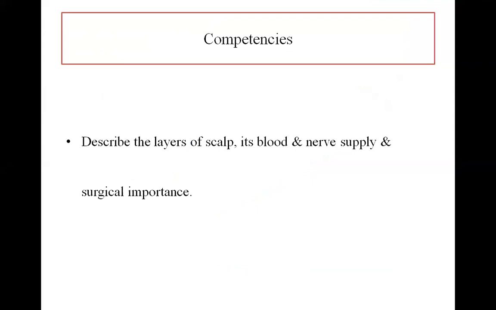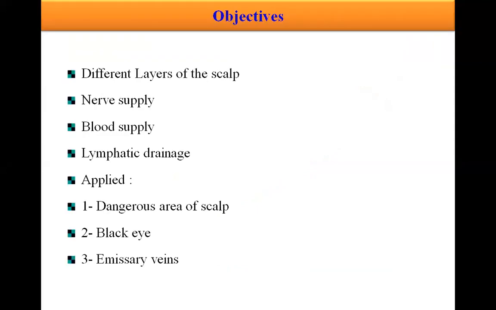Competencies for today's lecture are: describe the layers of the scalp, its blood supply, nerve supply, and the surgical importance of the scalp. Objectives for today's lecture are: what are the different layers of the scalp, nerve supply, blood supply, and the lymphatic drainage of the scalp, applied anatomy of the scalp, especially what is the dangerous area of the scalp, what is the black eye, and emissary veins, which we already studied.